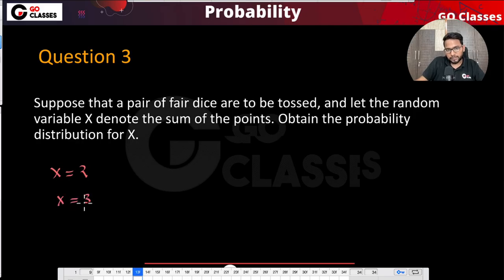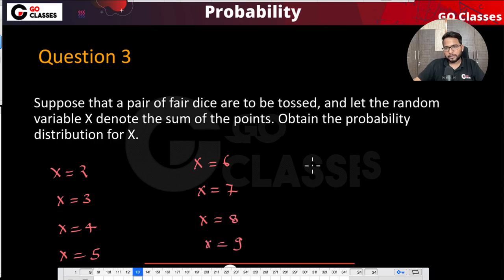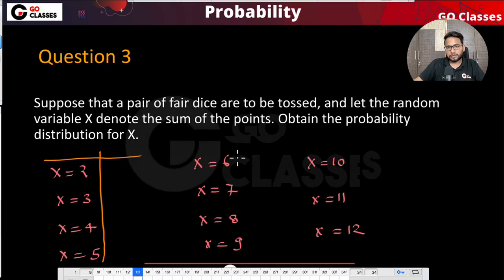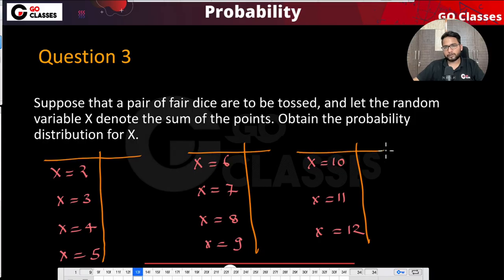So the summation can be 3, it can be 4, it can be 5, it can be 6, it can be 7, it can be 8, it can be 9, it can be 10, it can be 11, it can be 12. I hope that is fine to everyone, that these are the possible values that x can take. Now let's check if we can have the probabilities here also or not.